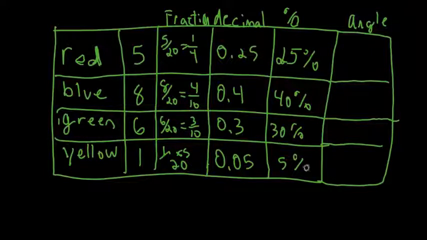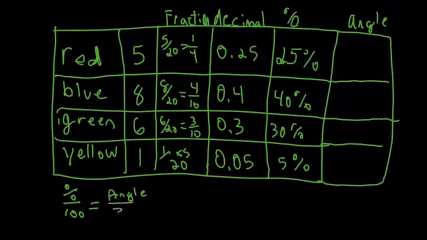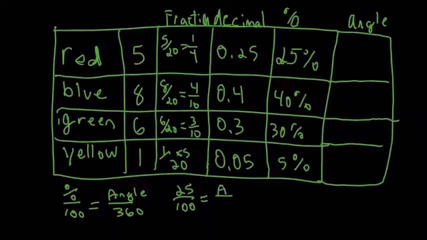Now to find our angle measures, it's always going to be percent over 100 equals your angle over 360. So that first one would be 25 over 100 equals angle over 360. So then you have a proportion you can solve. So you just do 25 times 360 and divide by 100. So you just do that for each one of those.